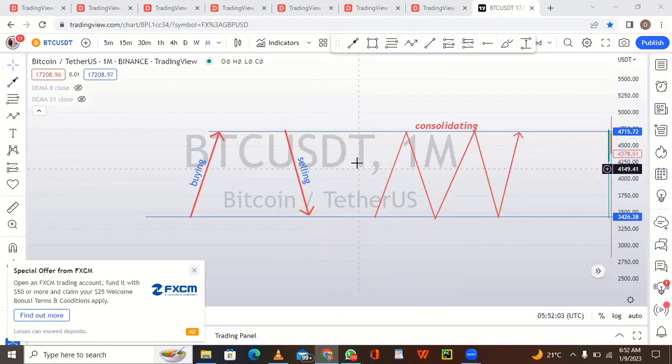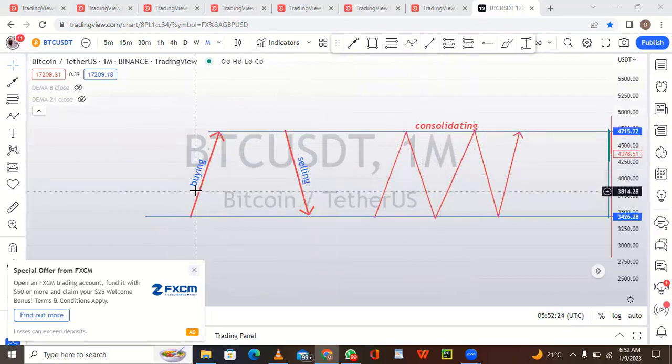So without wasting our time, when we talk about market structure, we are referring to the behavior of the markets and how we can use that behavior to make trading decisions. The market can do either of these three things. It's either the market is buying, or the market is selling, or the market is consolidating.